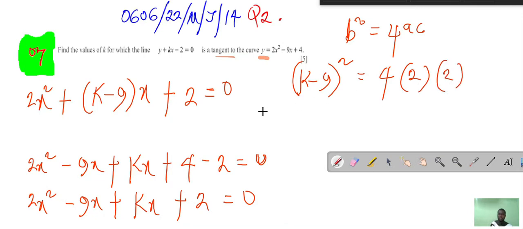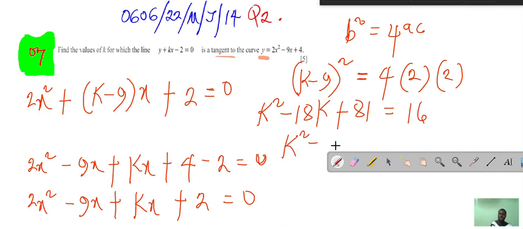Okay, this is nice. So k minus 9 all squared. Since it's equal to, there could even be a simpler way of doing it, but no problem, let's just expand. That's k squared minus 18k plus 81 equals 4 times 16. So that's k squared minus 18k plus 65. 81 minus 16 is 65.